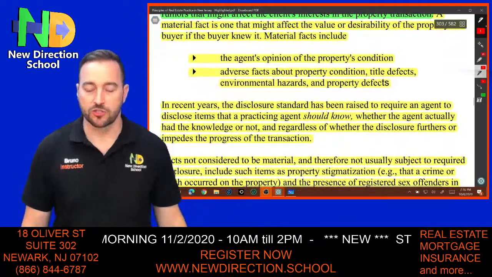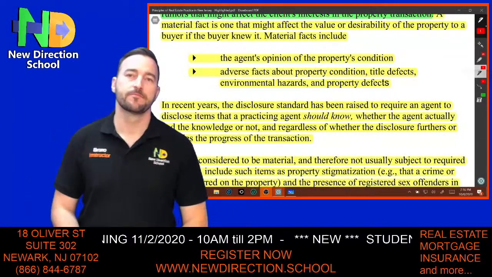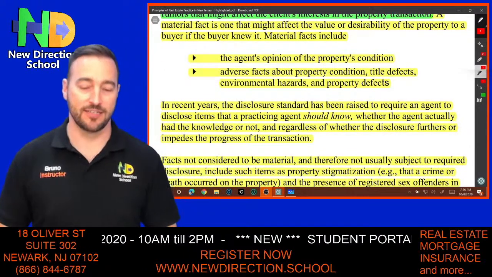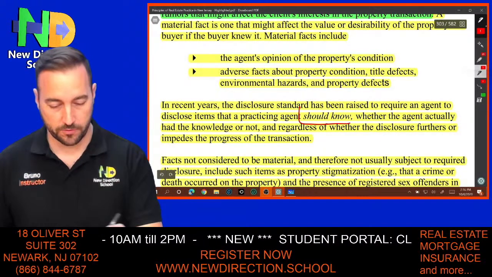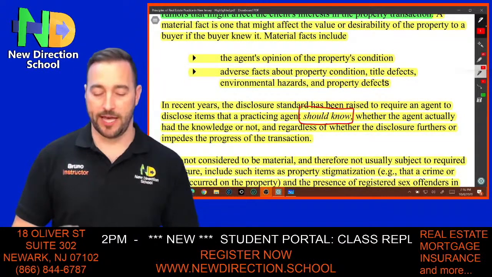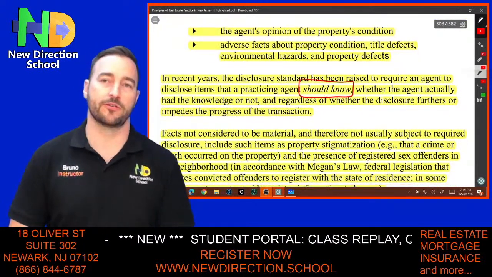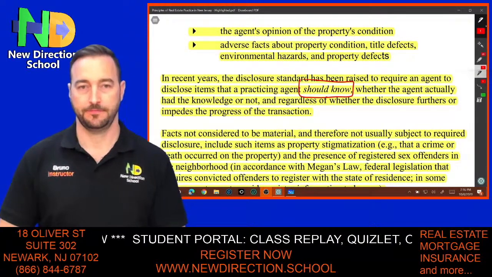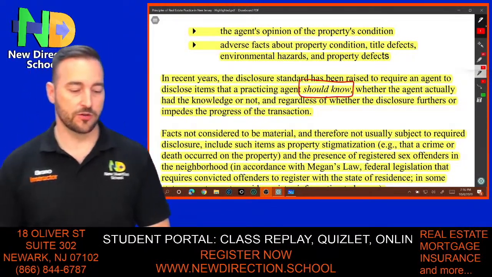In recent years, the disclosure standard has been raised to require an agent to disclose items that a practicing agent should know, whether you actually have knowledge or not, and regardless of whether the disclosure furthers or impedes the progress of the transaction. So it could rely on you.